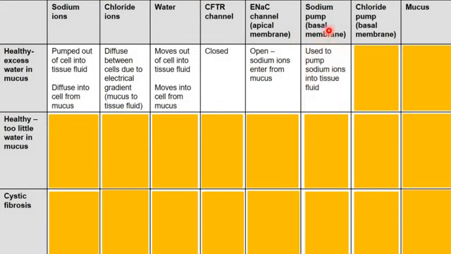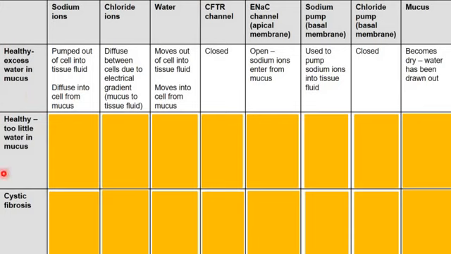On the bottom, we have the sodium pump. We know it is working because it needs to do this step, pumping the ions out of the cell into the tissue fluid. And the chloride pump is closed because remember, we're not moving the chloride ions here. So the mucus that started out being too wet is going to become dry as the water is drawn out.